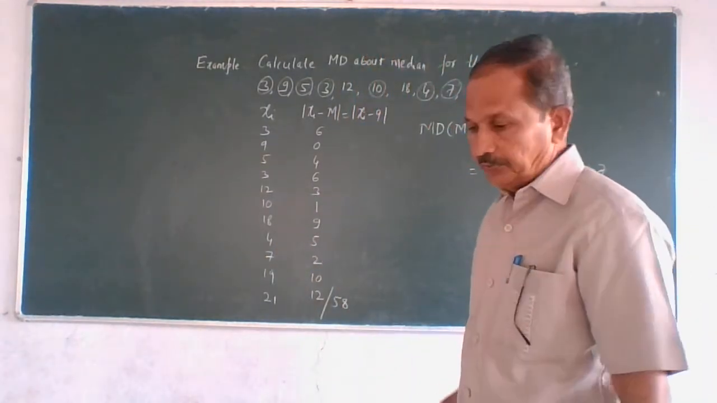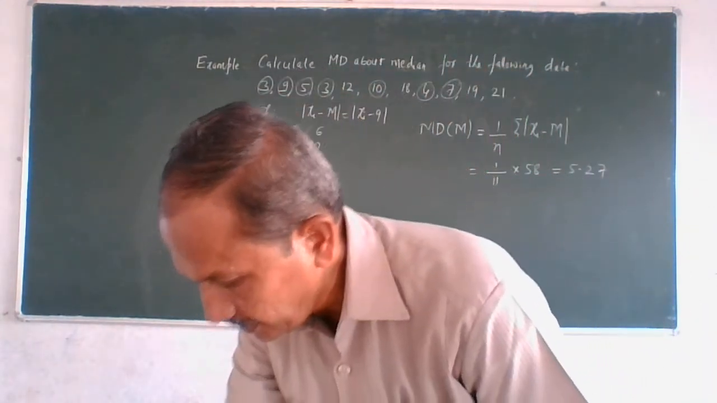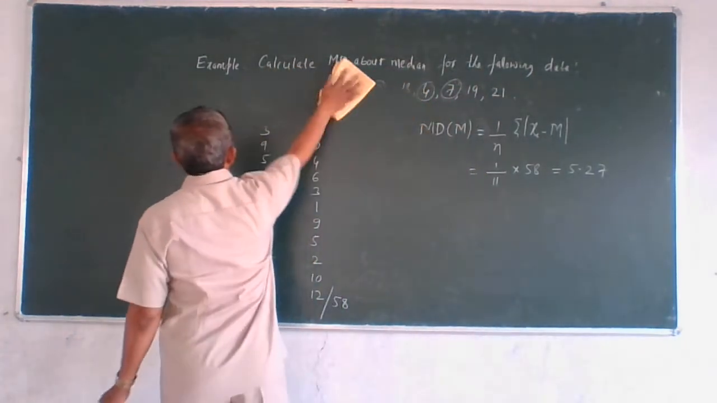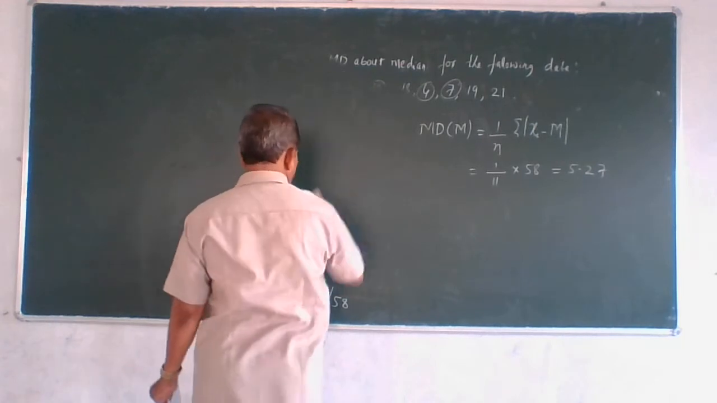This is how to calculate the mean deviation about mean and median for ungrouped data. This is for ungrouped data.